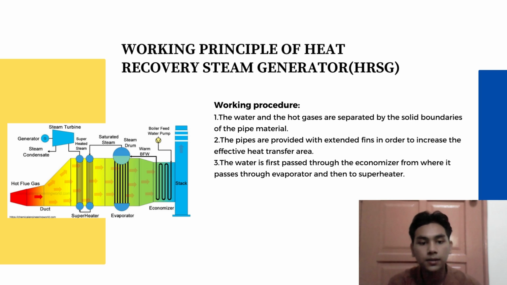And the third step is the water is first passed through the economizer, from where it passes through the evaporator, which is the main component in the HRSG's working principle, and then it goes to the superheater, the hot gases and also the water. So that is the procedure of the steam generator that I present today.